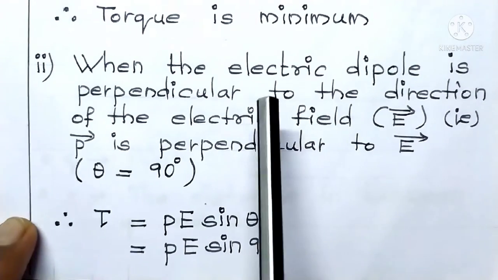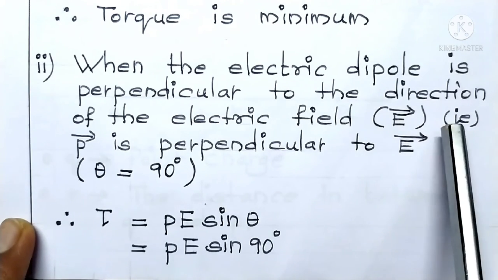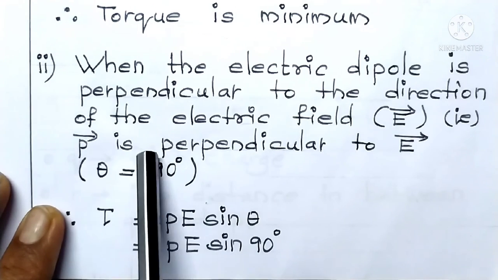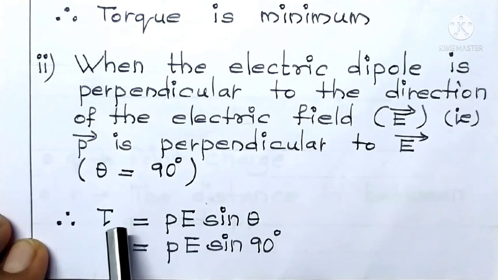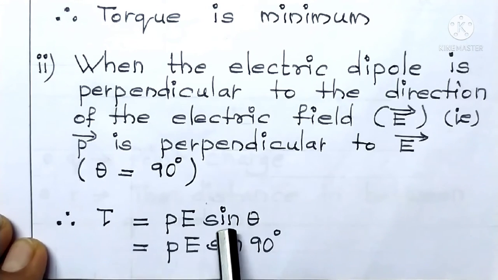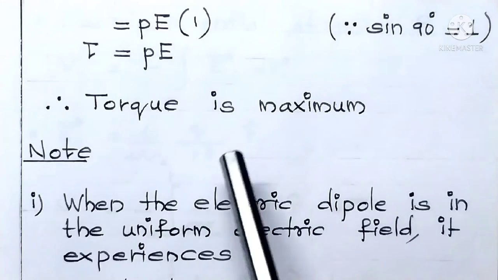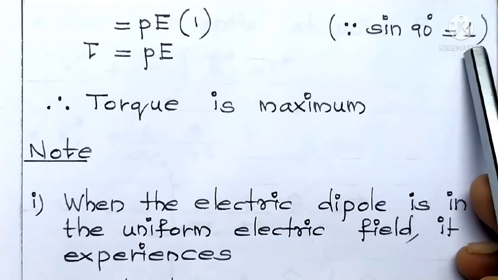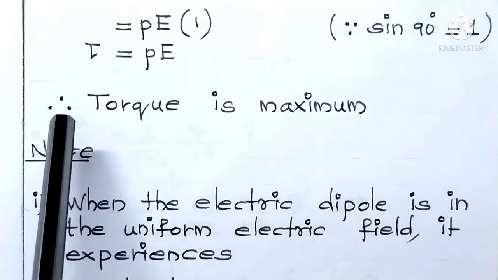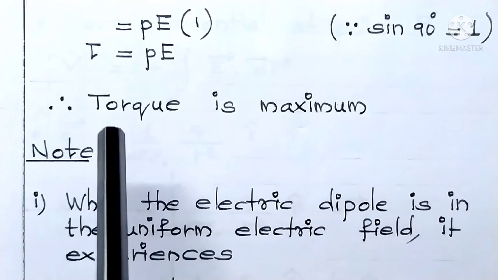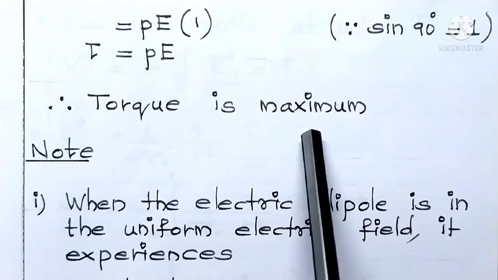Second case, when the electric dipole is perpendicular to the direction of the electric field, that is E vector. That is, p vector is perpendicular to E vector. So in this case, theta becomes 90 degree. Again, let us write the expression tau is equal to pE sin theta, which is nothing but pE sin 90 degree. Now, what is the value of sin 90 degree? Which is equal to 1. So, it is equal to pE into 1. So, tau is equal to pE. So, in this case, torque is maximum. So, when the dipole is placed perpendicular to the direction of the electric field, torque becomes maximum.